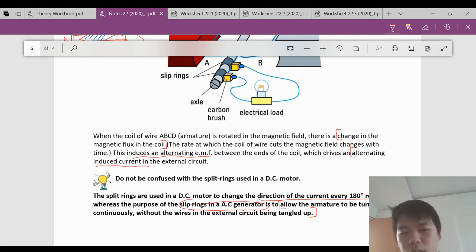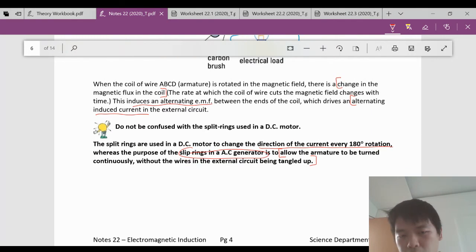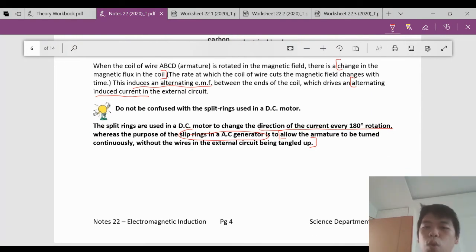All right. So take note that the split rings are different for DC motor and for AC generator. The DC motor split rings are half split rings. They are used to change the direction every 180 degrees rotation, whereas the split rings for the AC generator is one full circle, and it's just to allow continuous connection with the external circuit.